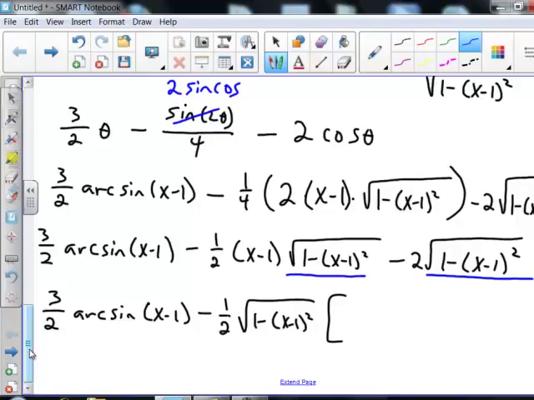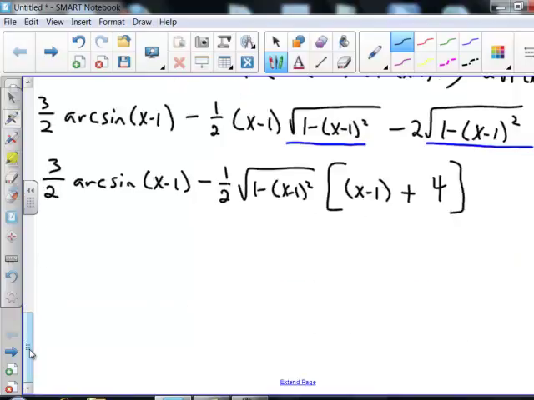So if I take out that negative 1 half times the square root, what I'm left with, with this first piece here, is just x minus 1 plus, and then if I take out the square root of 1 minus x minus 1 squared and I take out a negative 1 half, I need to put a 4 right there so that if I distribute it back in, I would get back to the negative 2 times the square root. All right, and now we're done.